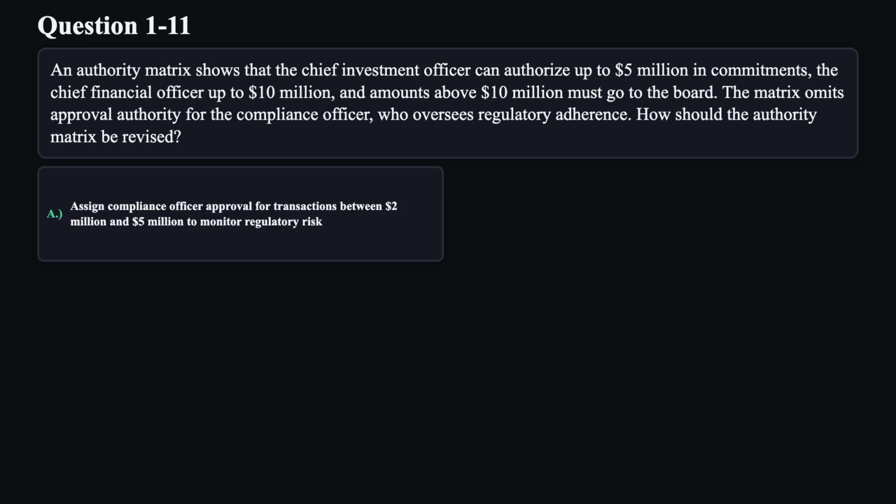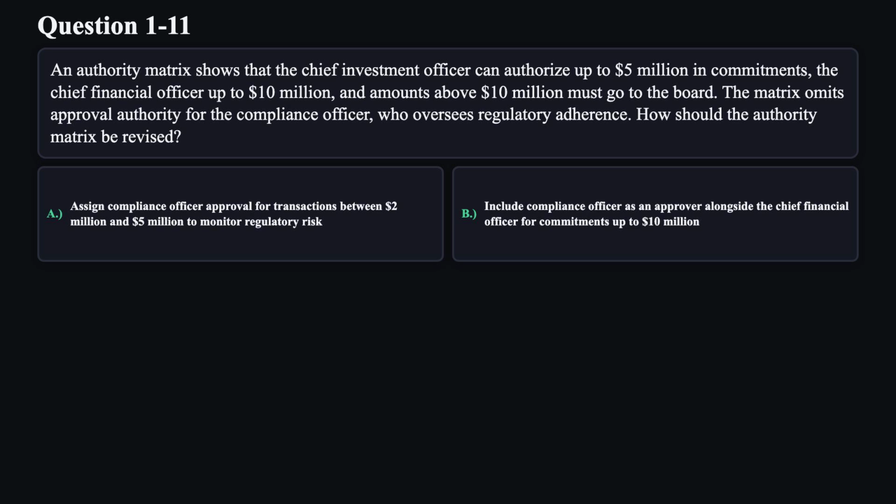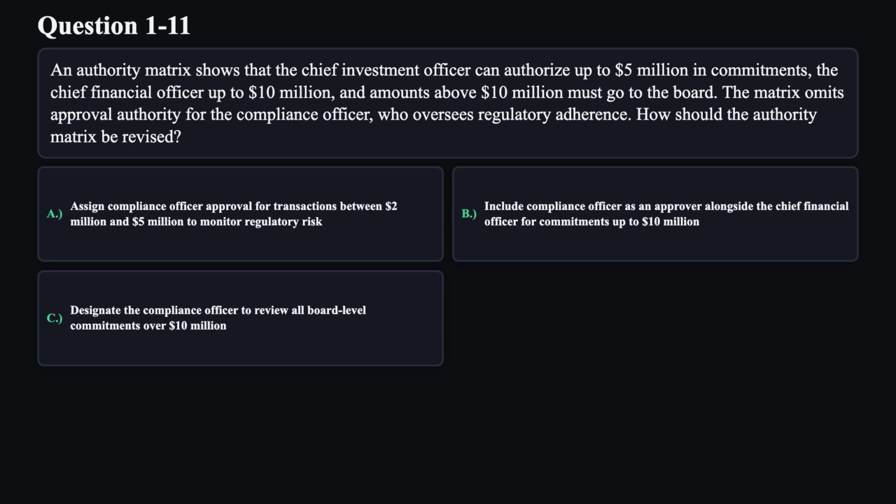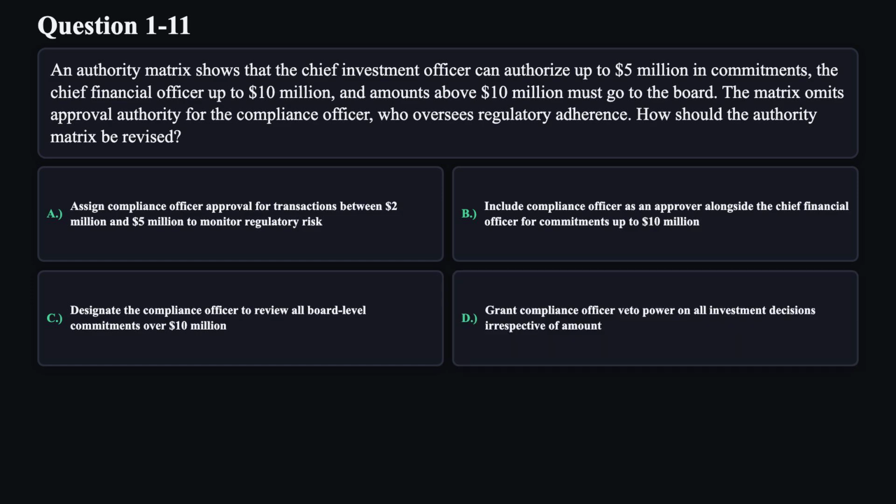A. Assign compliance officer approval for transactions between $2 million and $5 million to monitor regulatory risk. B. Include compliance officer as an approver alongside the chief financial officer for commitments up to $10 million. C. Designate the compliance officer to review all board-level commitments over $10 million. D. Grant compliance officer veto power on all investment decisions irrespective of amount.